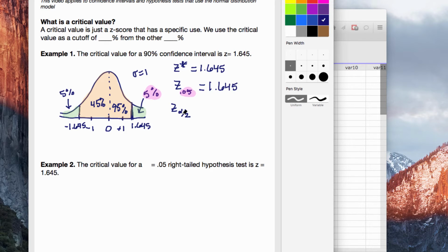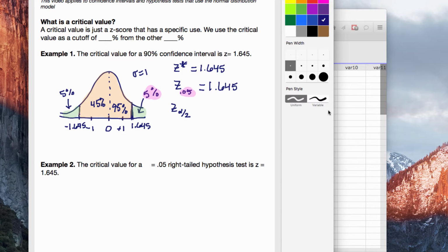1.645. Now this alpha over 2 is a way of saying that we can put alpha area and then divide it by 2 in each tail. So in this case, alpha would be 10 because 5% and 5%, that makes 10%. And then when you go back and divide by 2, you get your 5. So it's telling you want this much area in your tail.